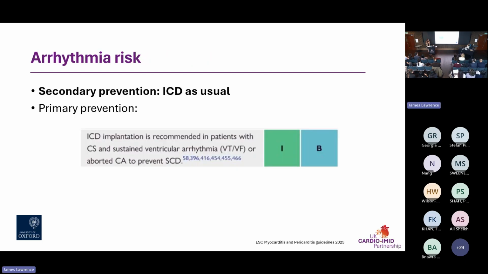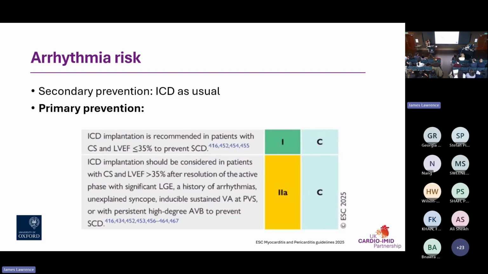So how you treat, if they have arrhythmia, you would do an ICD as usual. It's a slightly more grey area for primary prevention. These patients are at much increased risk, but there is this grey area in those who have not yet had an arrhythmia, but you have sufficient reason to think they might. And those will be people who've got quite a lot of late gadolinium enhancement, those where you can provoke a ventricular arrhythmia during your EP study.